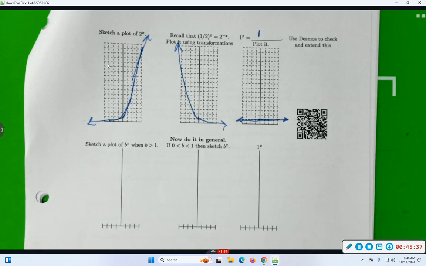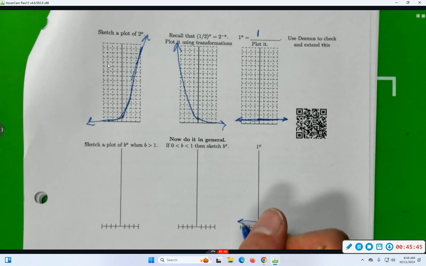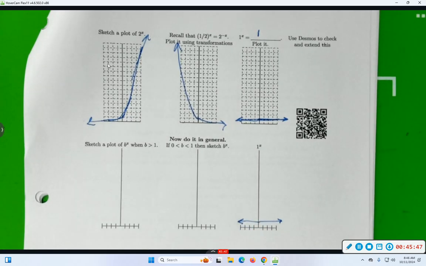So let's try to do the same thing but with a generic b. Let's try to graph b to the x for absolutely any b. I know what 1 to the x is by the line above. It looks like that. Let's try to figure out what b to the x looks like for every other valid choice of b. And let's start with the generic case that b is bigger than 1. And let's do it by plotting some points.